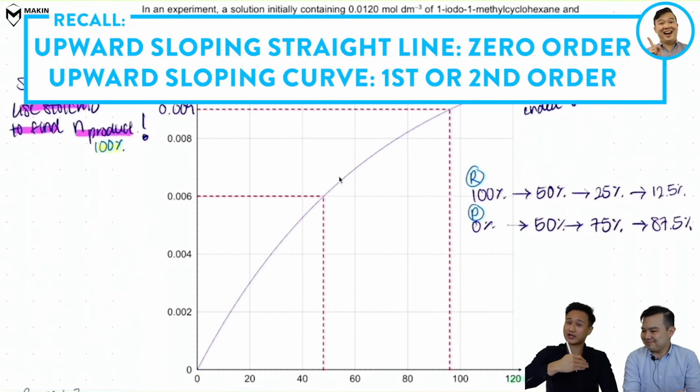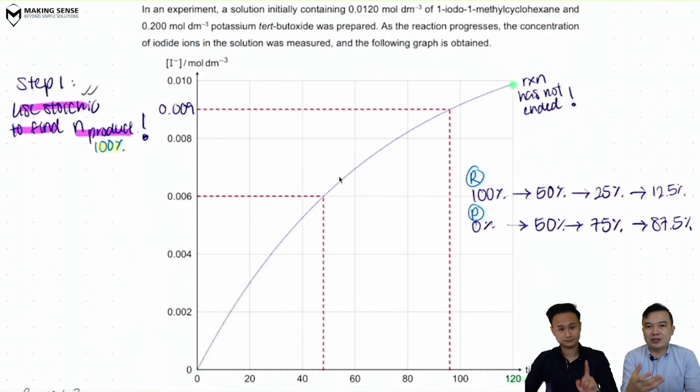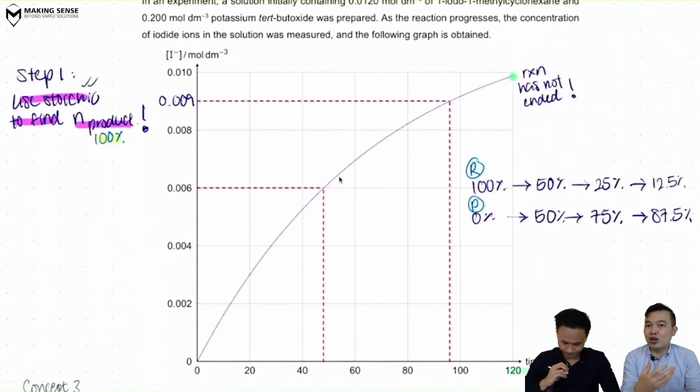Again, upward sloping straight line for product, that should be 0 order. Oh, okay. But most of the time, it doesn't happen all the time. No, I mean, you actually see this as a curve that looks like this, right? So we're going to see it's probably going to be a first or a second order. Now, if it's first order, I'll once again need to prove that it's a constant half-life.